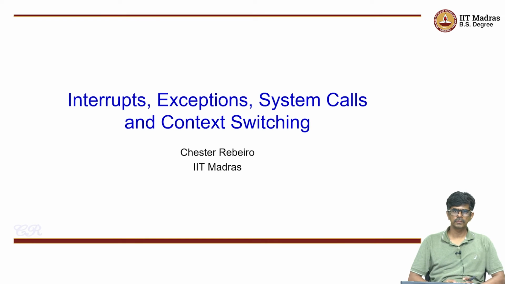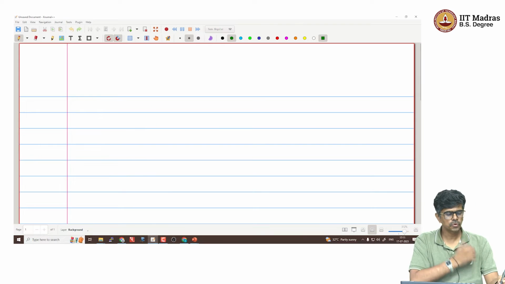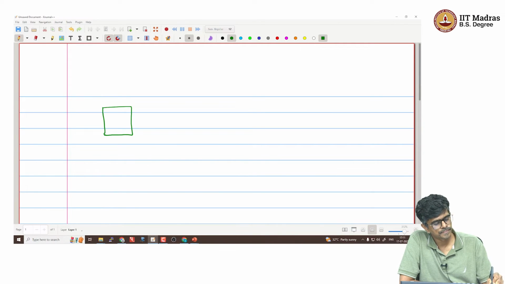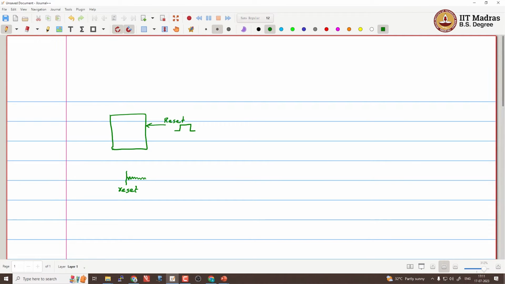So we'll start with this new topic on interrupts, exceptions, system calls, and context switching. What we have seen so far, over multiple things, is that you have your processor, and you have a reset pin. When you give this reset pin a pulse or a specific signal, then your OS starts to boot. So this is where the reset is obtained, and your OS starts to move.